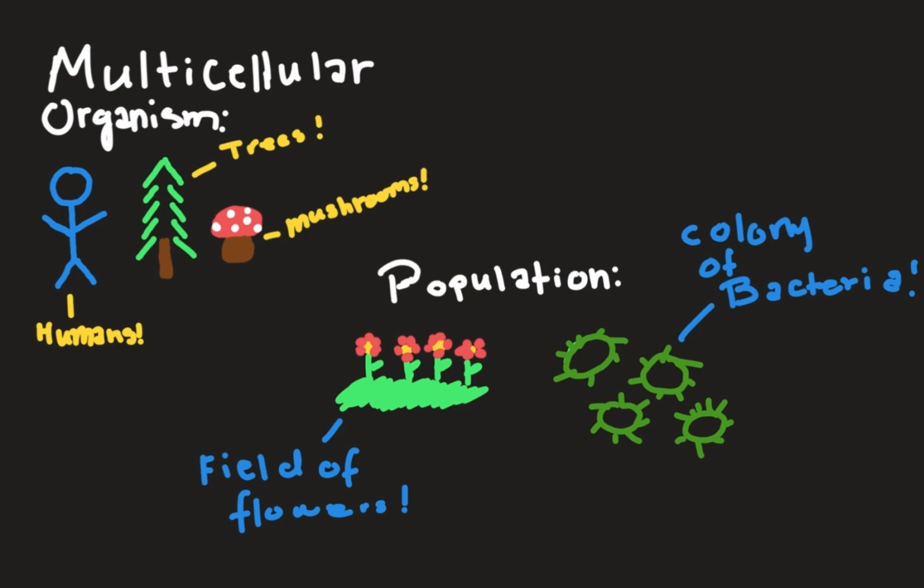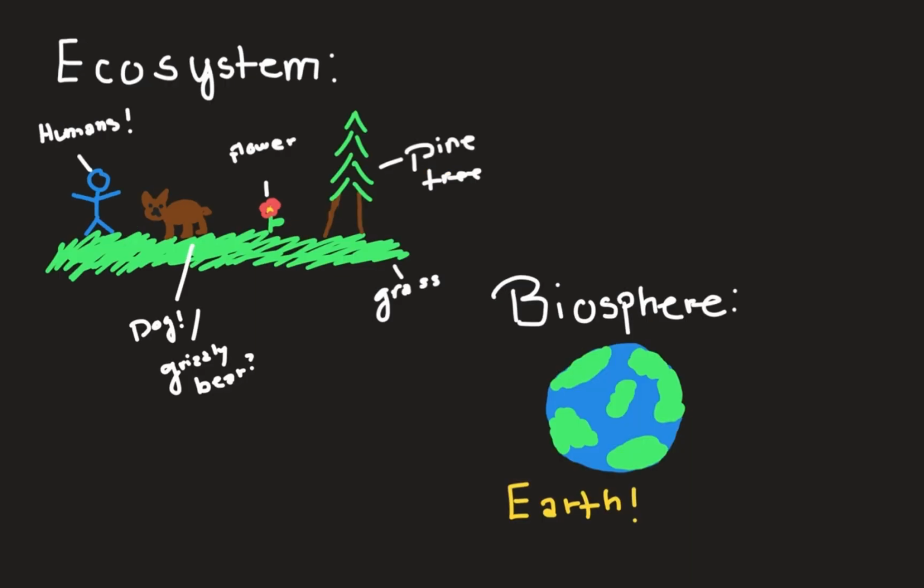From that, we have population, which is a group of organisms of the same species. They're usually local to one another, so it could be a field of flowers, or a colony of bacteria, or a herd of deer. Finally, to end the hierarchy for this video, we have the ecosystem, which is community plus a non-living environment.